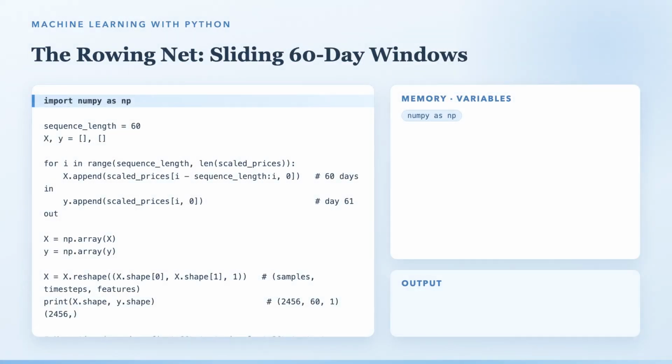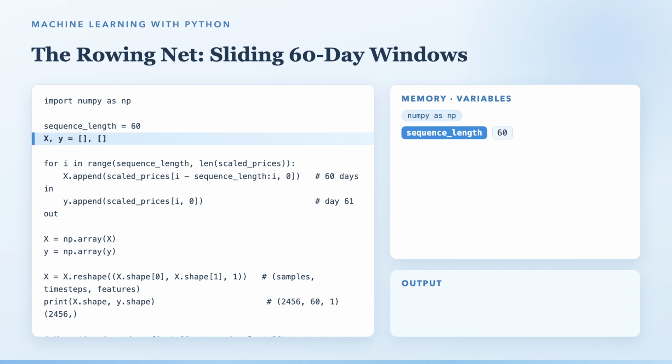Here is the most important craft of this episode, making sequences. A time series model learns from little stories. Ours will be 60 days long. Watch the net. It gathers days 1 through 60, and the answer it must learn is day 61. Then the boat rows forward.